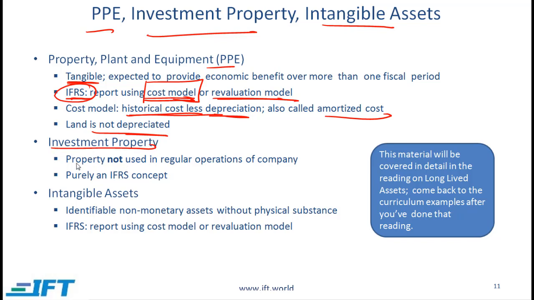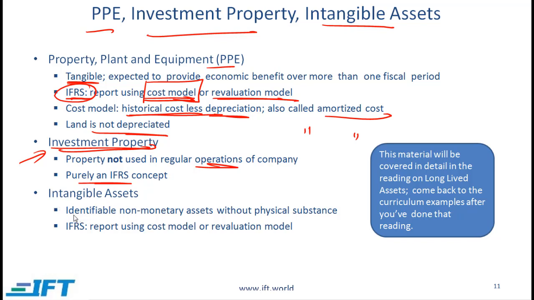Investment property is property that is not used in the regular operations of a company. So if you have a given company that has purchased property in another location and that property has nothing to do with the core operation, then that property has to be marked as investment property, and there are accounting rules and valuation rules for an investment property, which we will study later. This concept of investment property is only in IFRS. US GAAP does not mention this term.